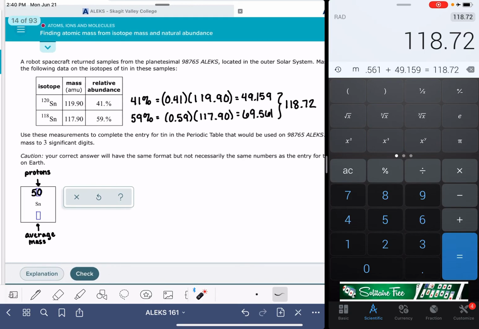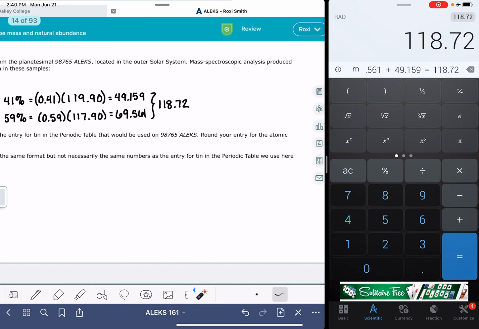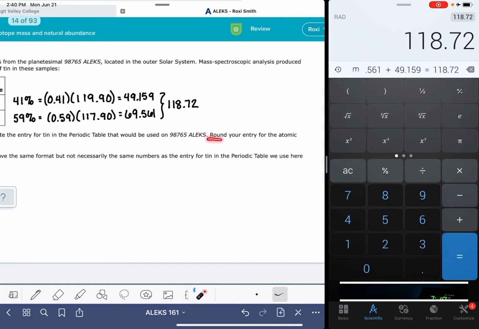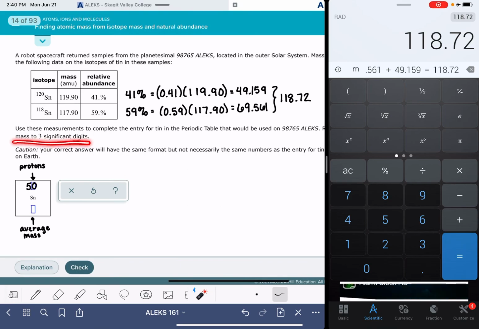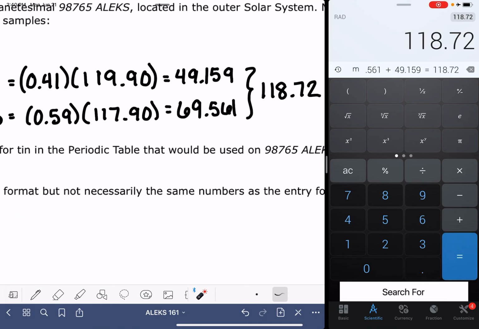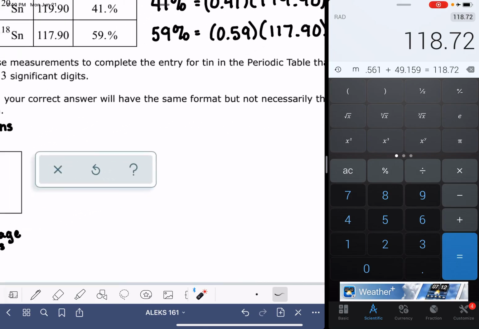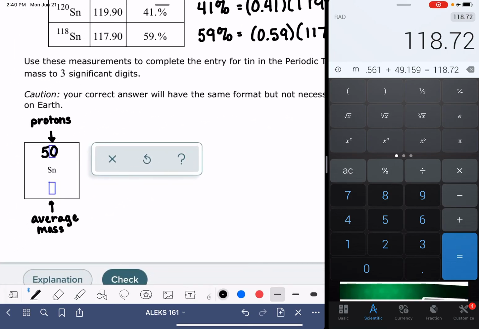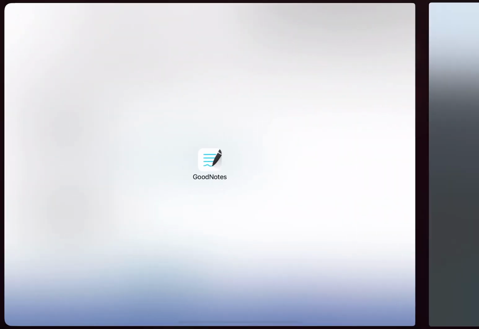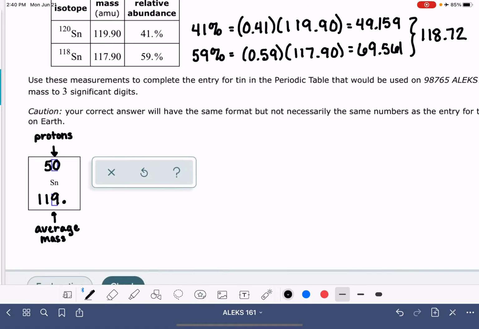Now, last thing we want to do before we put this into ALEKS is just make sure that we're using the correct number of significant figures. Here it tells us to round our entry to 3 significant digits, which just means that I'm going to chop off all of these decimal points over here. The first 3 numbers, paying attention to the 7, which means I'm going to round the 8 up to a 9. So this is going to be 119, and ALEKS always wants us to put a decimal point at the end, even though that looks super awkward. That's the format that it wants, so that's how you'll solve this problem.